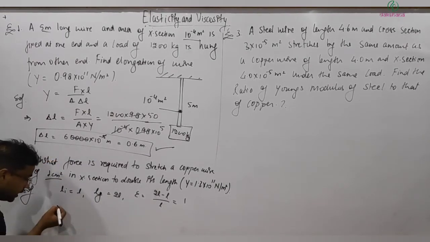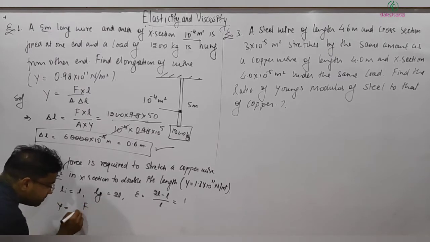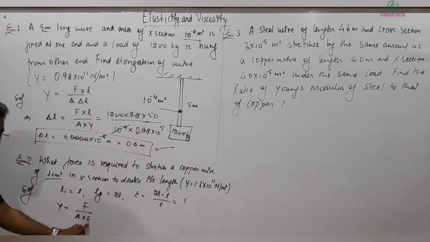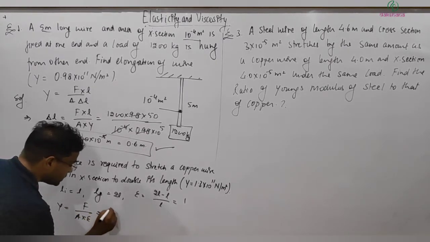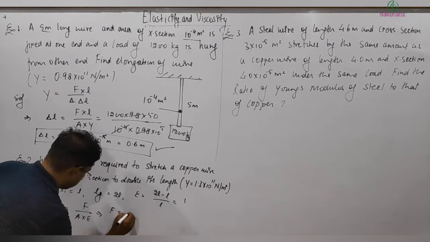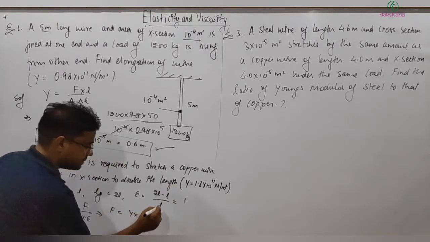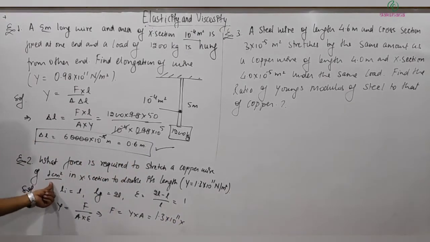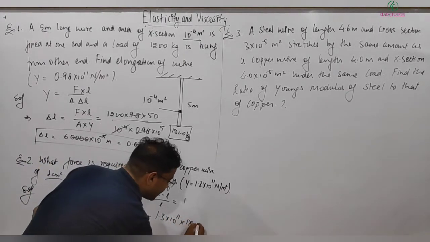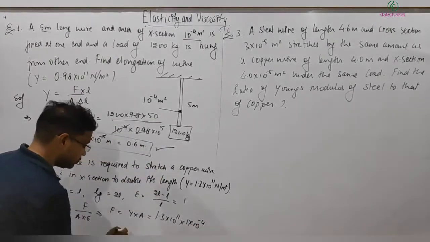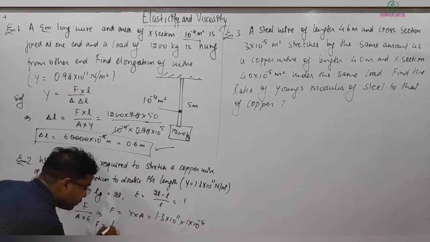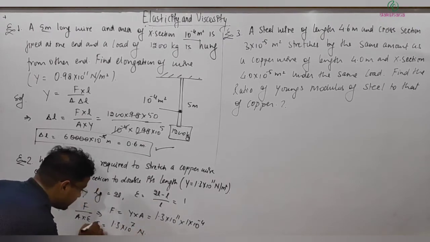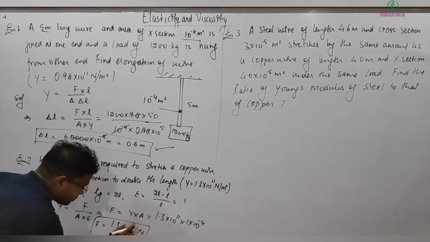And it's asking about what force. So first thing, Y is equal to force divided by area into strain. This is stress divided by strain, and strain is equal to simply 1. So force is equal to Y multiplied by area, and Y is given as 1.3 into 10 to the power 11 multiplied by area, which is 1 centimeter square, that can be expressed as 1 into 10 to the power minus 4 in meter square. So the force comes out to be 1.3 into 10 to the power 7 Newton. This is the answer to the problem.